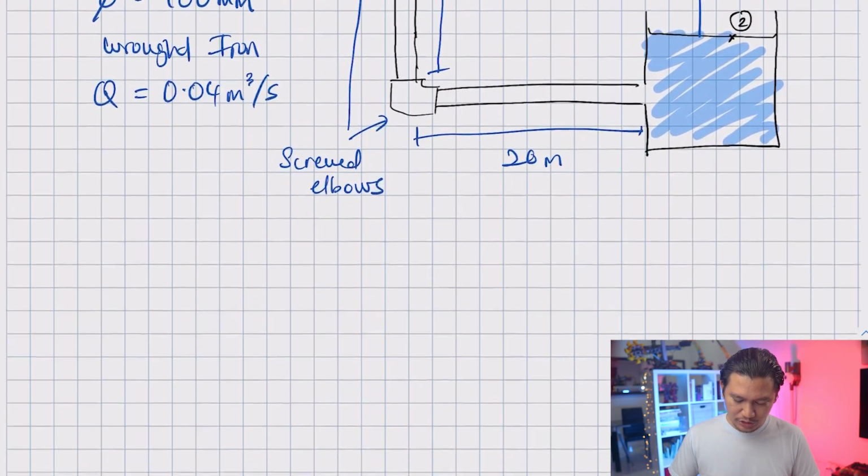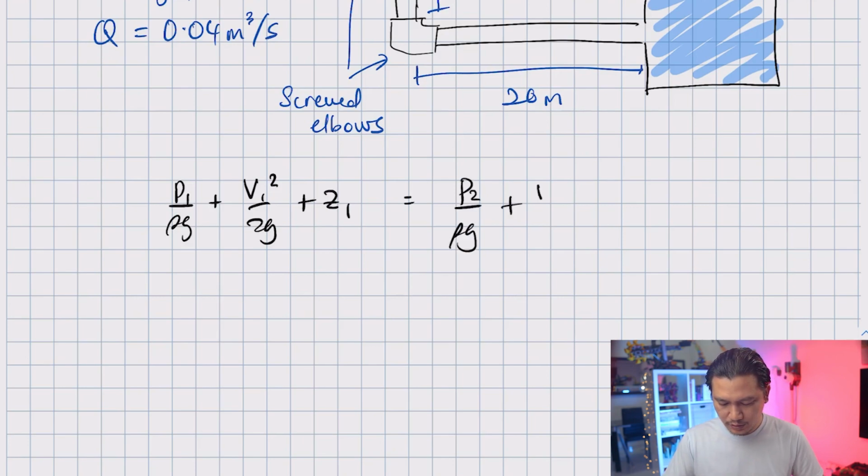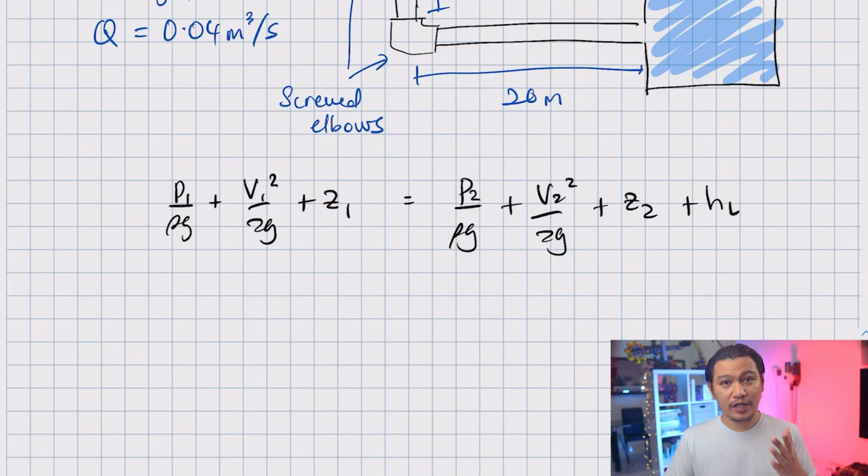Right, so the energy equation is P1 over rho g plus V1 square over 2g plus Z1 equal to P2 over rho g plus V2 square over 2g plus Z2 plus losses. And if you remember, if you have a turbine in the system, this is plus HT, and if you have a pump in the system, this is HP, right? But obviously we do not have a pump or turbine, so I'm going to cancel these two out.